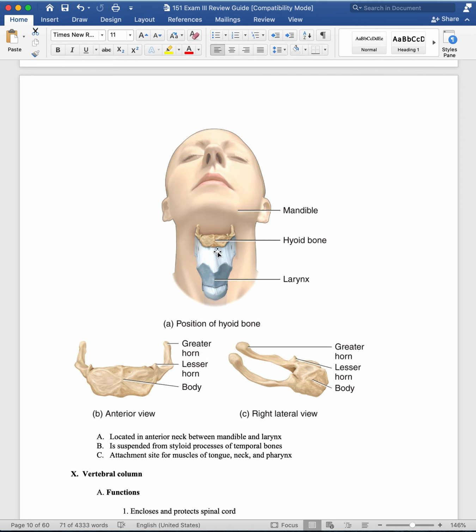Remember, most bones are going to articulate with other bones, but the hyoid bone and the auditory ossicles are going to be what we consider to be free-floating bones, in that they're only going to be interacting with connective tissue and not with bone itself.